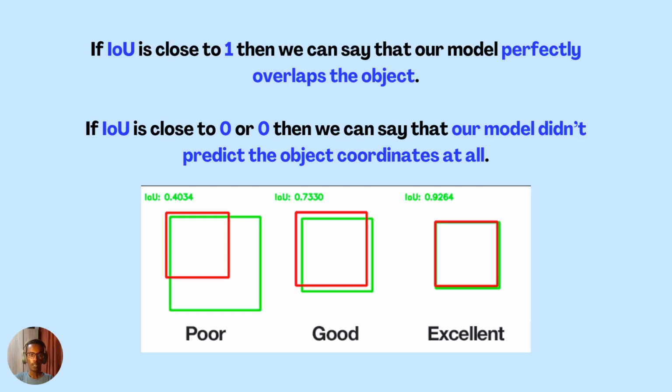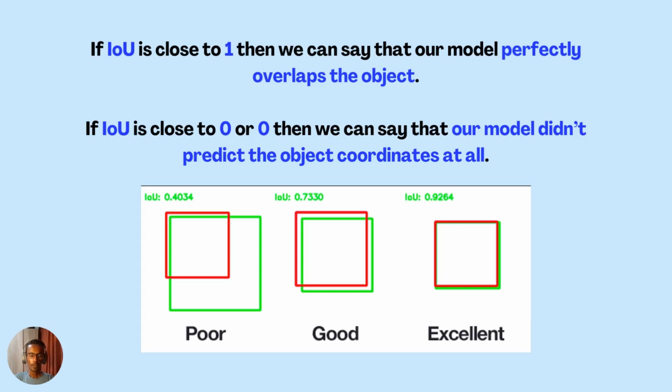If the IOU is very close to 1, then we can say that our model is perfectly overlapping the object. In this picture, we can see that the red one might be the ground truth box, and ground truth means the label. So we need a label and a prediction in order to identify an object. The ground truth box is the box that we label for the image, and the predicted bounding box is the one that we're going to learn in order to fit the object once the model is being trained.